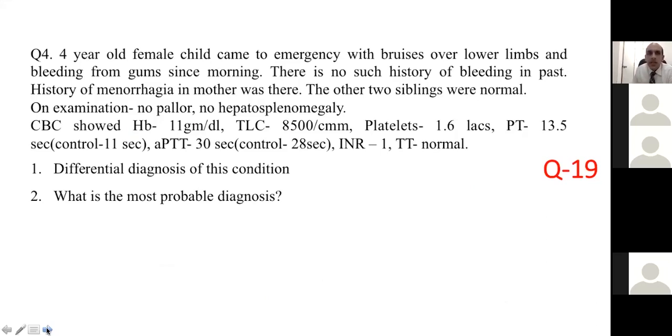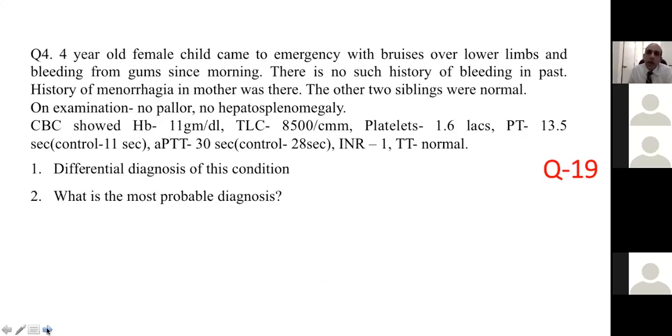4-year-old female child brought to emergency, bruises, bleeding gums. No such history of bleeding in the past. History of menorrhagia in mother. 2 other siblings were normal. So maternal menorrhagia is the one which is giving the clue here.